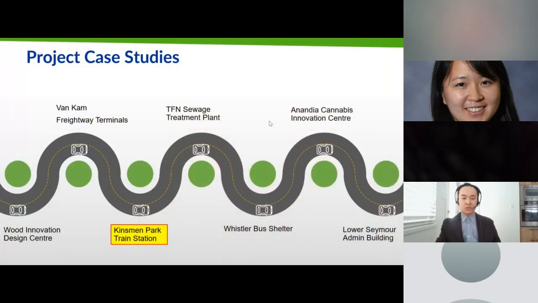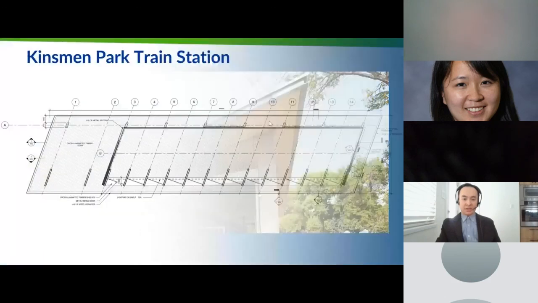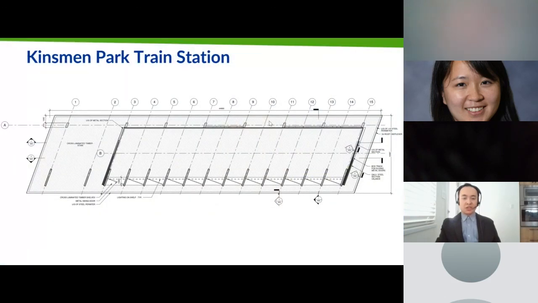Moving on, the next project is Kinsmen Park Train Station. So the Kinsmen Park train station is a miniature train station in an amusement park in Saskatoon. And this is a plan showing the roof. So the roof measures about 5,000 square feet, and it was built in CLT, supported on a combination of precast concrete columns along the plan north edge, and a series of wood stud walls clad in metal along the plan south edge.